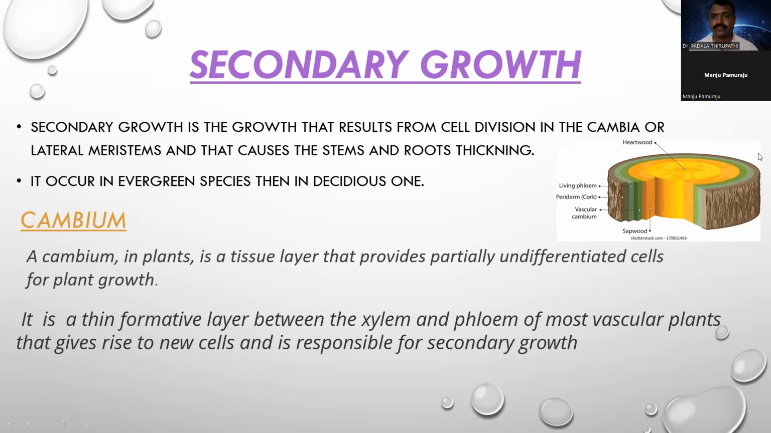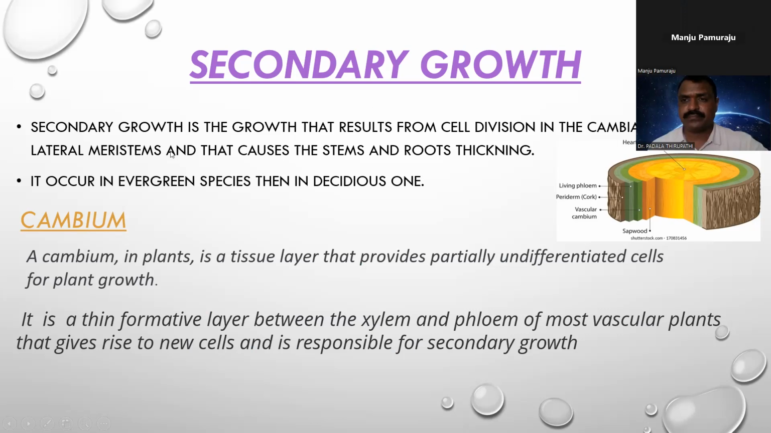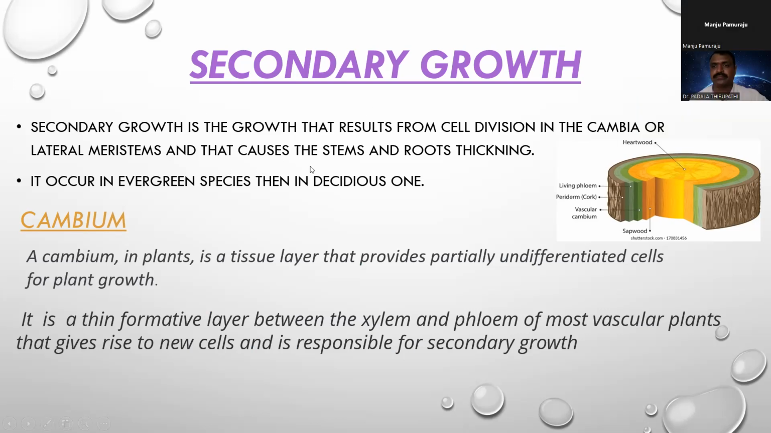Generally, the secondary growth mainly helps in increasing the width or girth of the stem. Secondary growth is the growth that results from cell division in the cambia or lateral meristems that mainly causes the stem and root thickening, that is, an increase in the thickness of the stem and also of the roots. It occurs in evergreen species and also in deciduous ones.